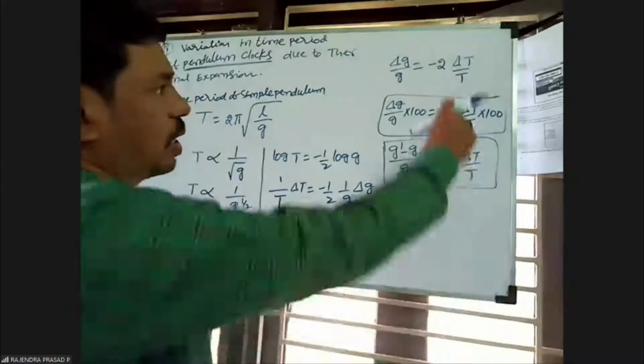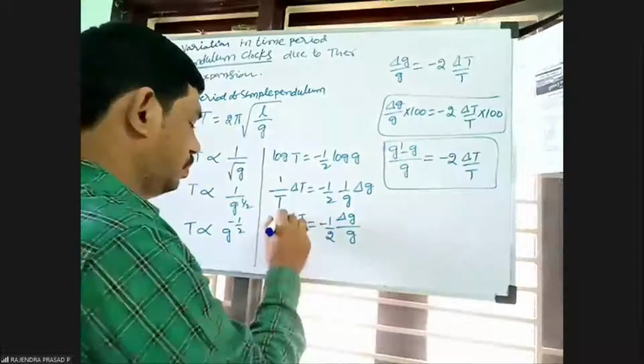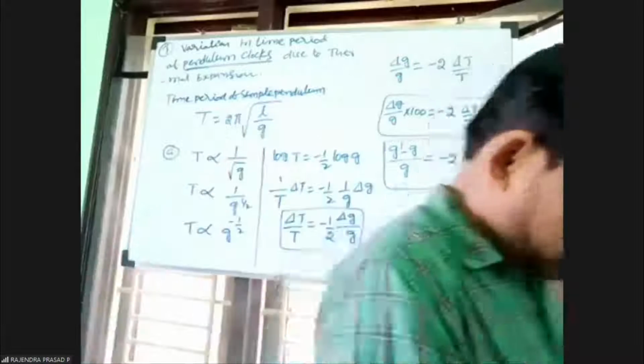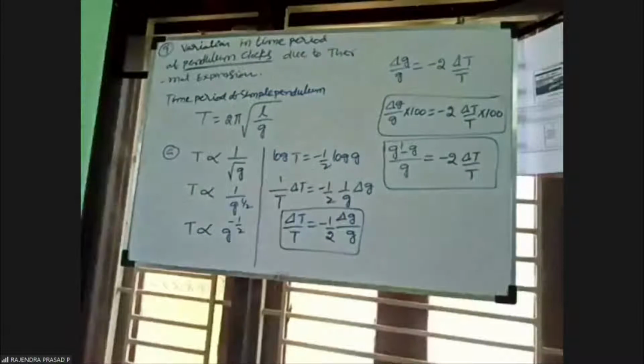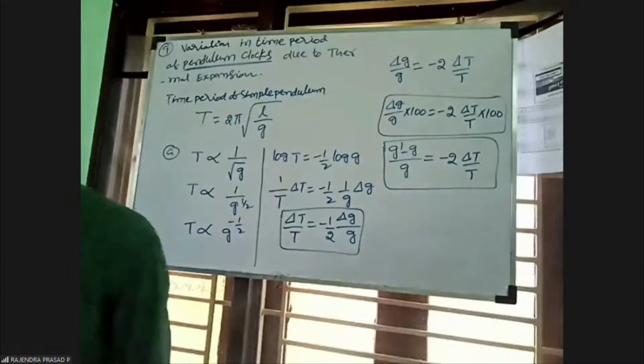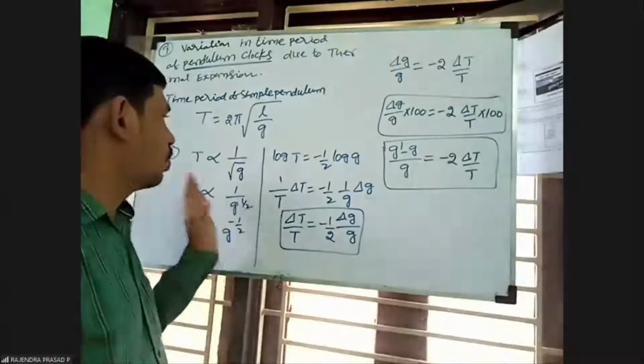No problem. Delta T by T also same. This is the formula. This is the one relation only now.